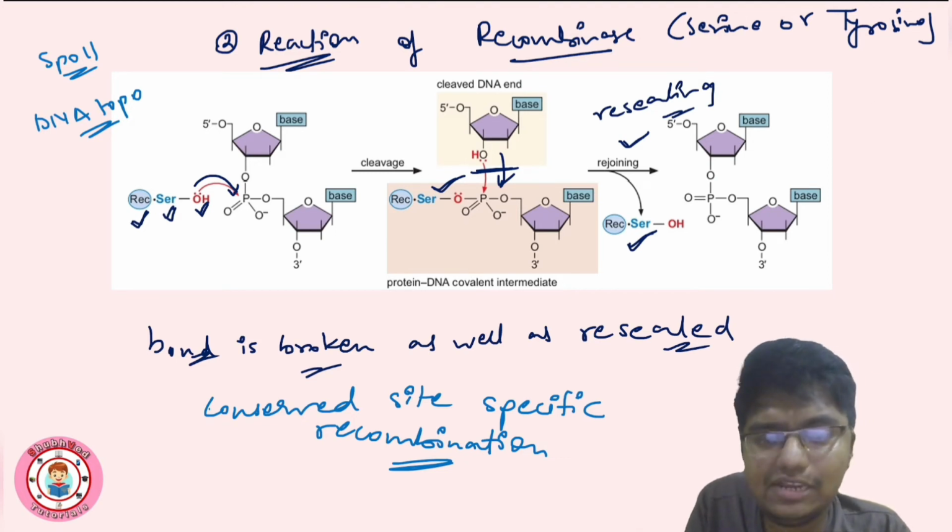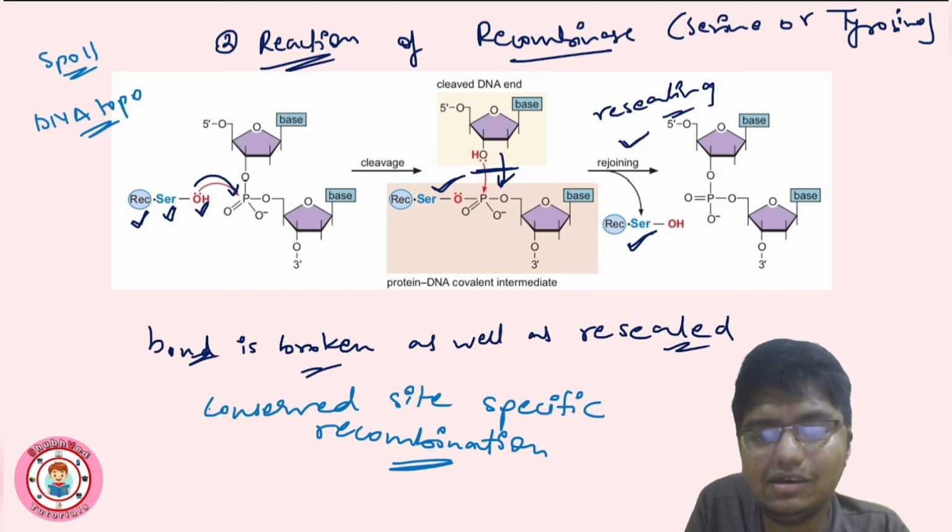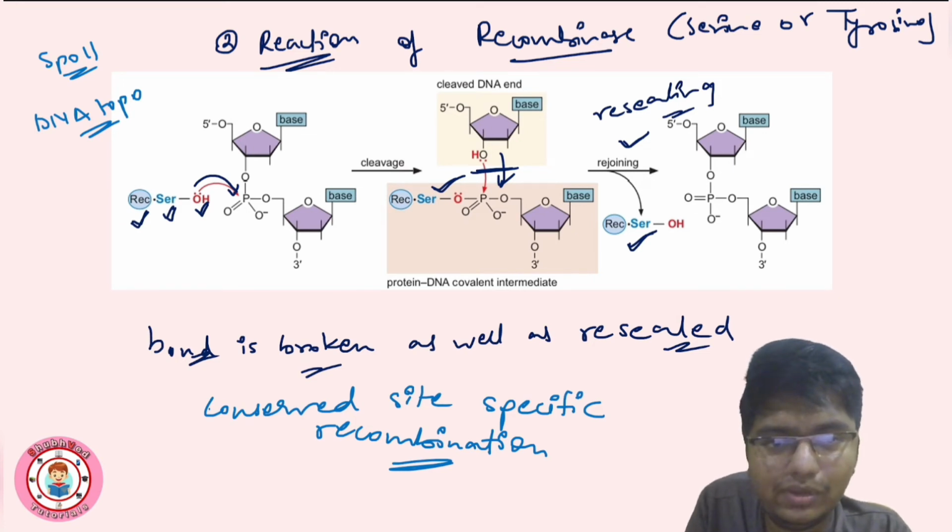So this site-specific recombination is also known as conserved site-specific recombination because we can see the sequences are conserved, the original bonds are conserved. Serine recombinase just attacks the phosphate. Again, the OH of the DNA will attack the phosphate. So ultimately, serine recombinase is free again, right? So we can say it is like a recycling thing.